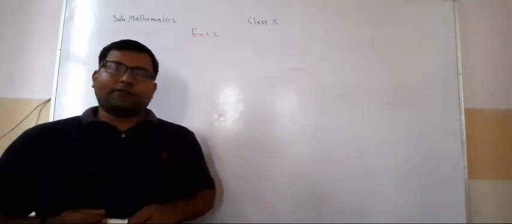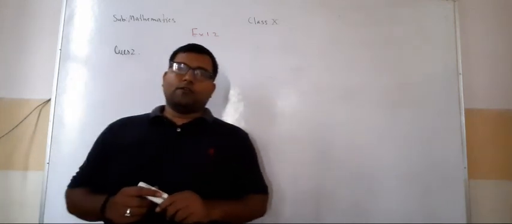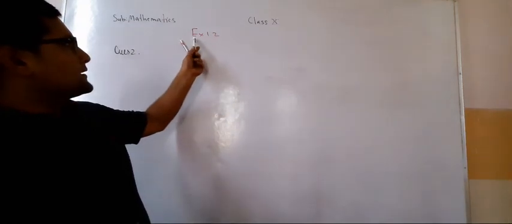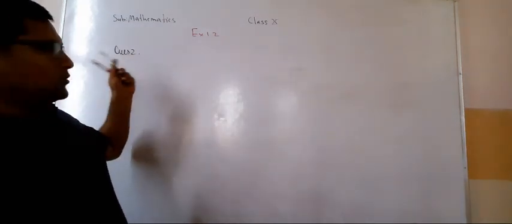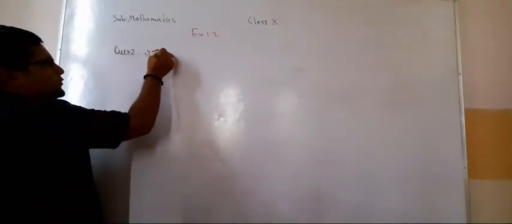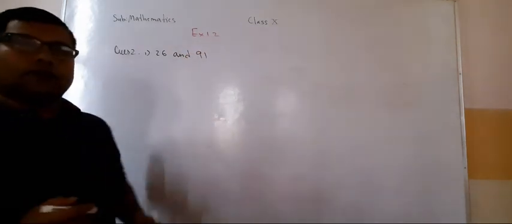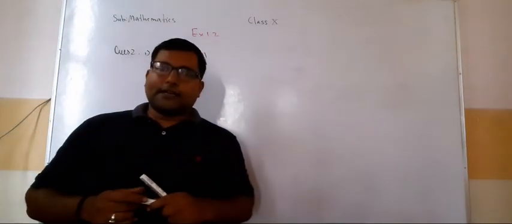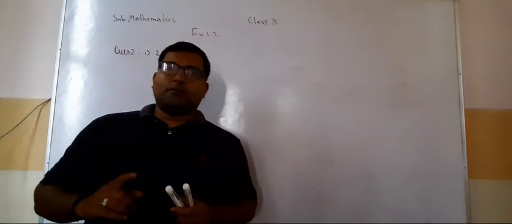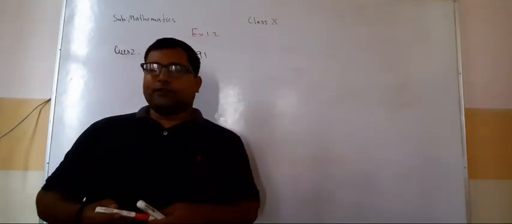Today, with the help of the fundamental theorem of arithmetic, we will find the HCF and LCM of two numbers. Let's take Exercise 1.2, question number 2, first part. In this part, we are given two numbers, 26 and 91. We have to find the HCF of 26 and 91. Then we have to verify that LCM multiplied by HCF equals the product of the two numbers.